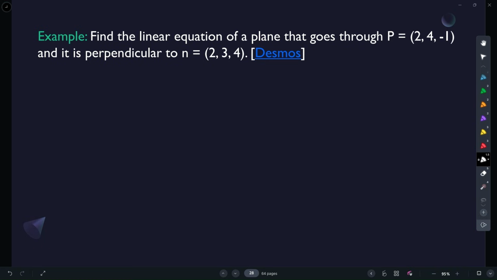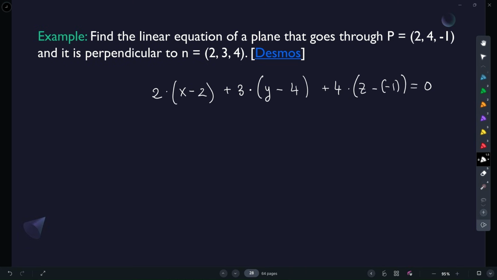I know that the scalar equation is going to be the coefficients of the vector times x minus the x coordinate of the point, plus 3 times y minus the y coordinate of the point, plus 4 times z minus the third coordinate of the point. Now, this is the scalar equation of the plane.